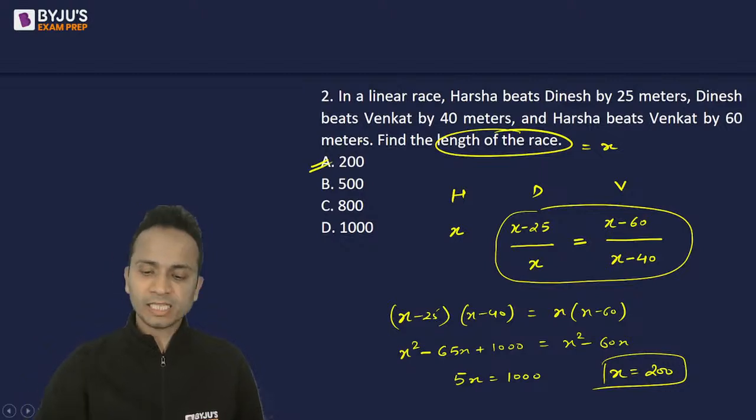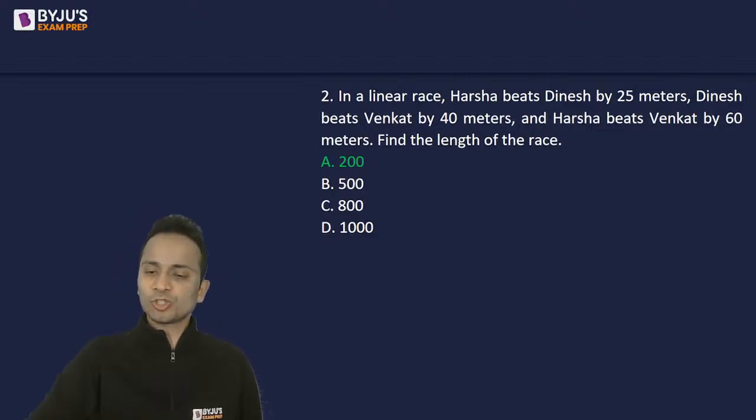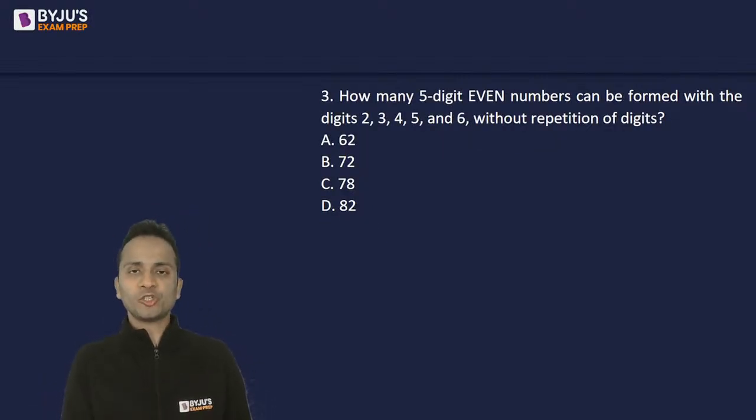Now B has given a correct answer, that is 200. So 200 meters is the length of the racetrack. Done? So that was question number 2. Let's quickly move on to our next question.